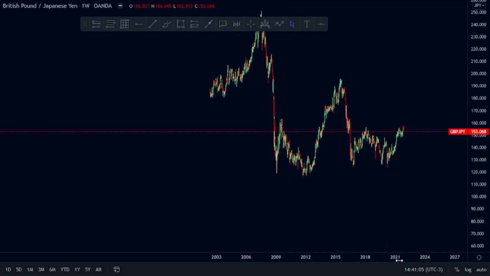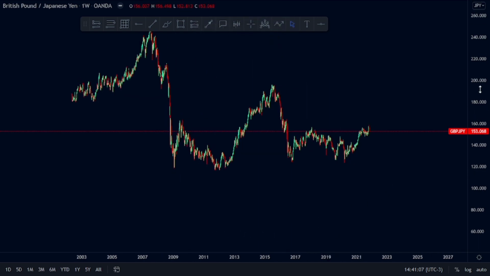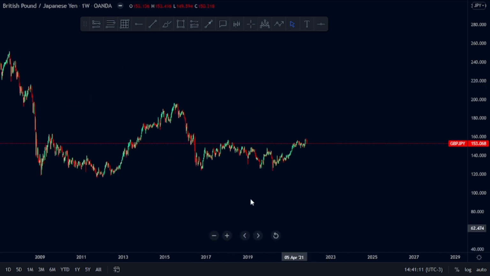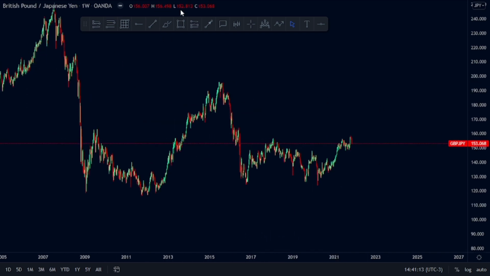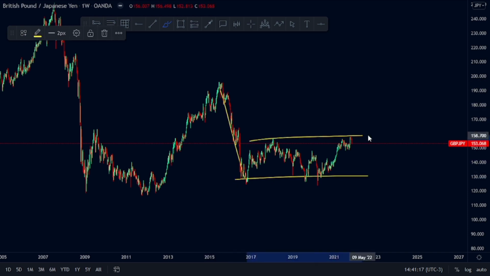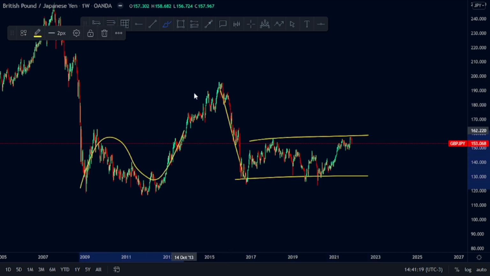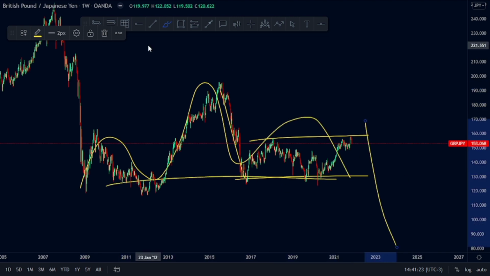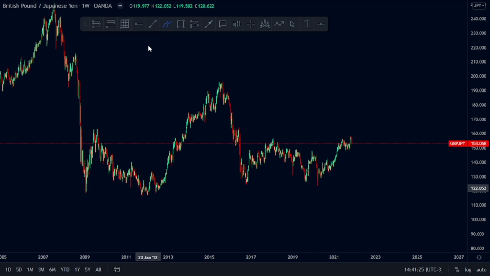GBPJPY is pretty much straightforward. We're in a bearish bias, I can say, based on how price action currently moved from this section here. It's an impulse. This is basically a flat continuation. Left shoulder, head, right shoulder. Anticipating price to drop to the downside. So this is straightforward. It's not that complicated.